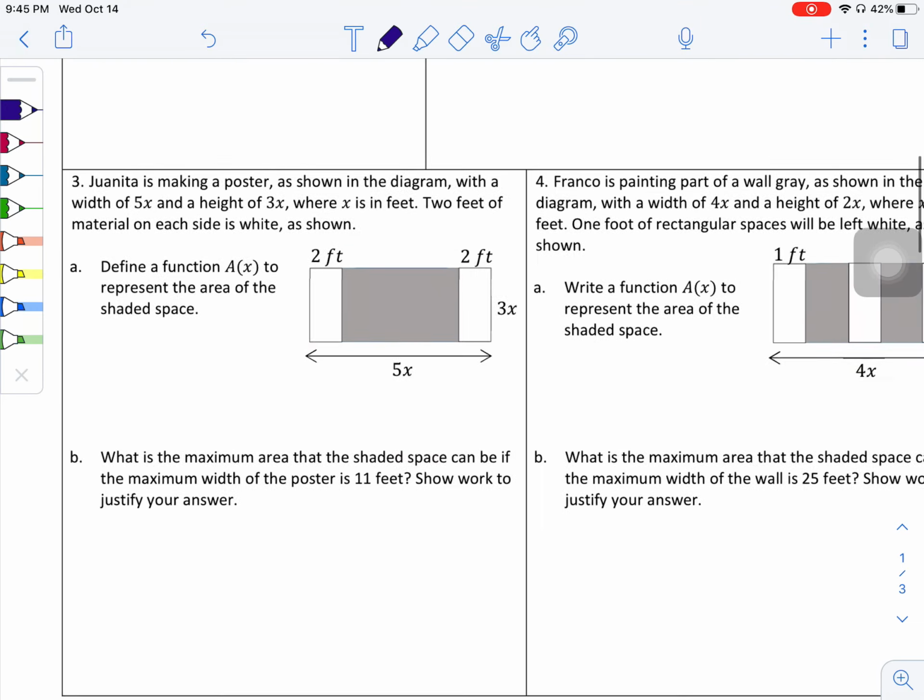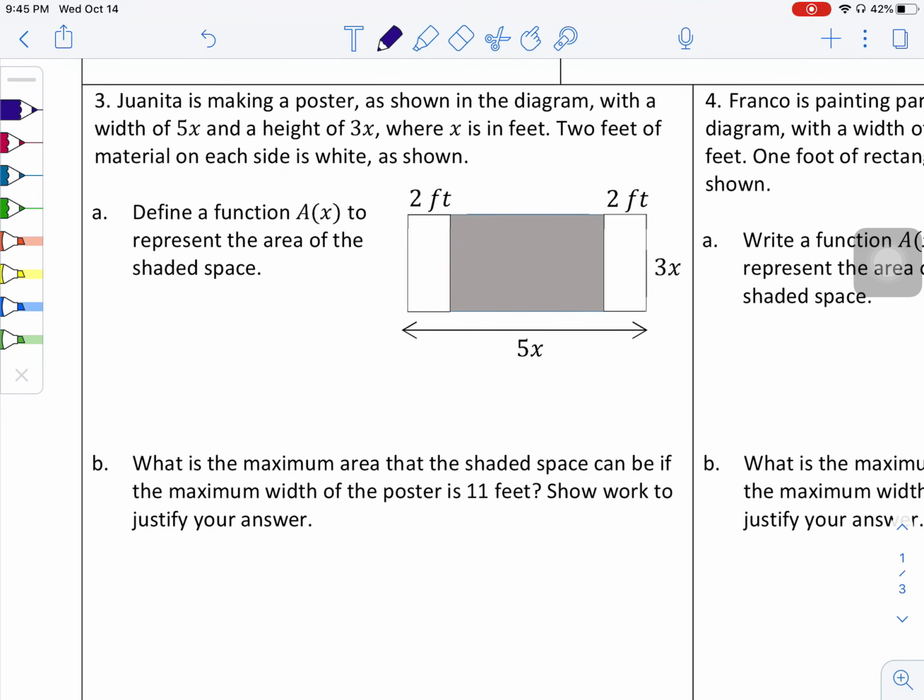Go ahead and slide on down to number 3 here. All right, so we have a word problem. Same thing we've been doing. Read it, annotate it. Let's see what we've got going on here. So Juanita is making a poster, as shown in the diagram, with a width of 5x, kind of an odd little width, and a height of 3x, where x is in feet. Okay. 2 feet of material on each side is white, as shown. Okay. So define a function A of x to represent the area of the shaded space.